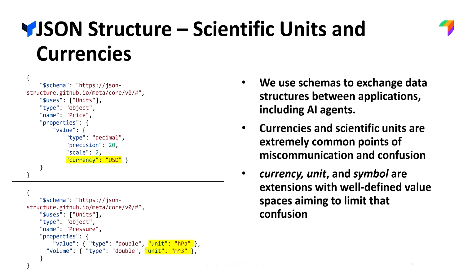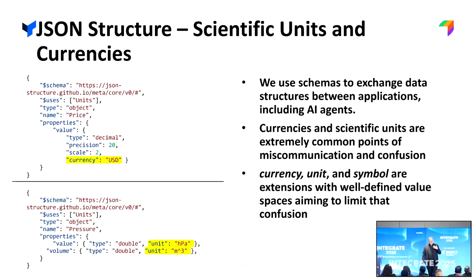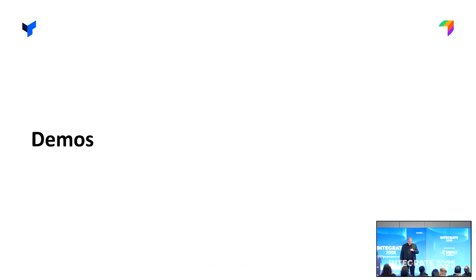It has annotations for scientific units and currencies. Scientific units also with composites. So you can say meters divided by a second squared. That's a formal thing you can do. I'm not inventing anything. I'm just taking that from other standards and mapping that into the spec. And so you can annotate your structures very, very well.